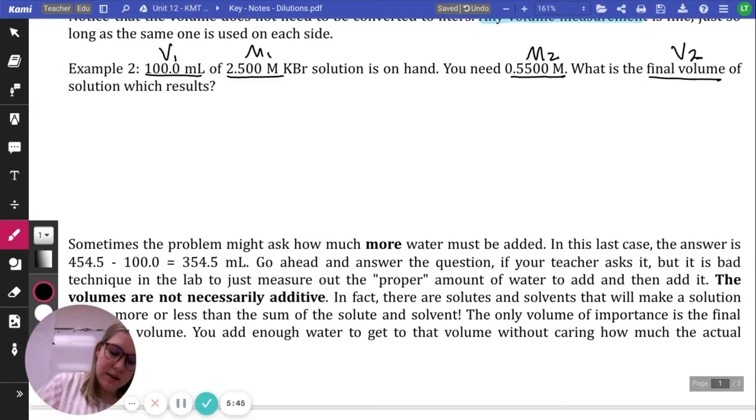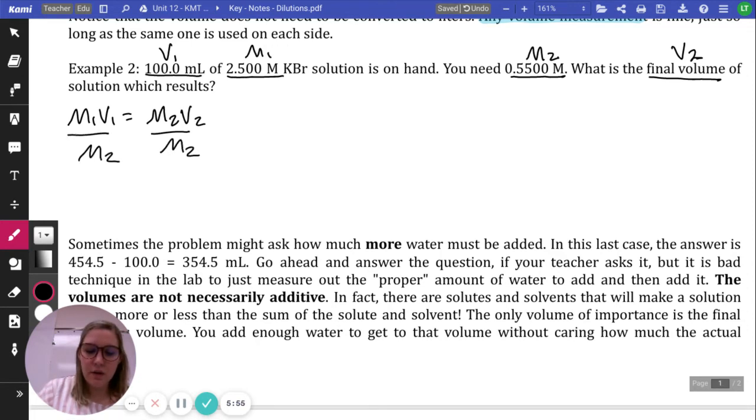All right, so our equation is M1V1 equals M2V2. We're solving for V2, so we're going to divide both sides by M2. We get that V2 is equal to M1V1 over M2. We'll go ahead and plug in all of our values.